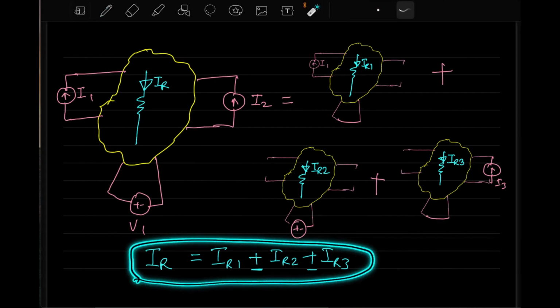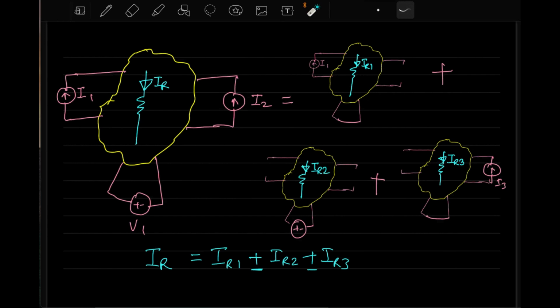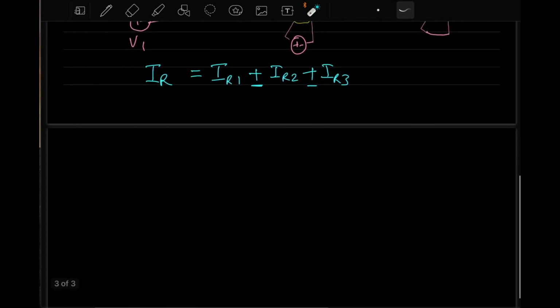Any questions here related to it? So everybody got the idea, like what superposition is? Yes, sir. It's very simple, sir, right? So let us solve. Sir.